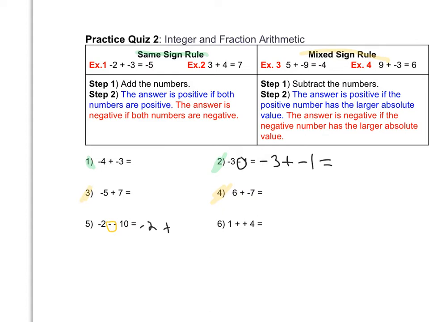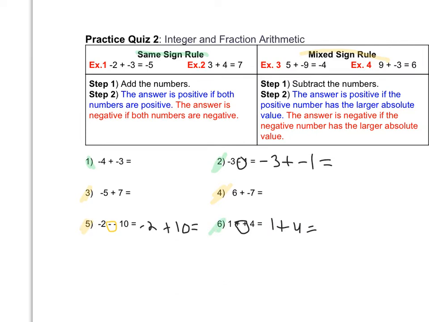Double negative turns into a positive, and we're adding 10. Since that's a -2 and we're adding 10, that's going to be a mixed sign rule. And last but not least, we have another set of neighbors right here, so we can rewrite this equation as 1 plus 4. That's a +1, and we're adding 4, so that is also a same sign rule problem.